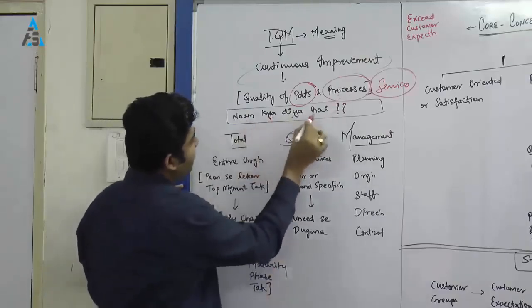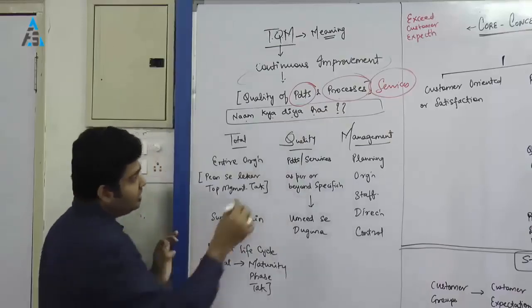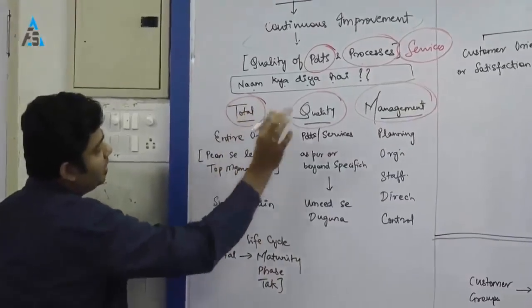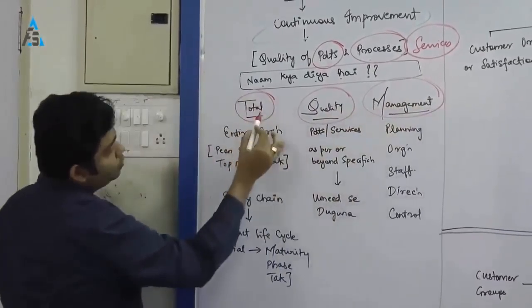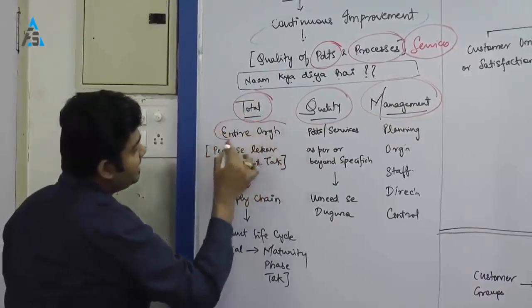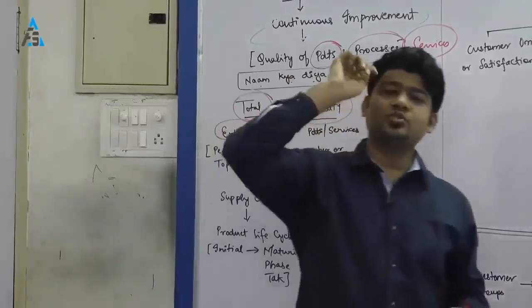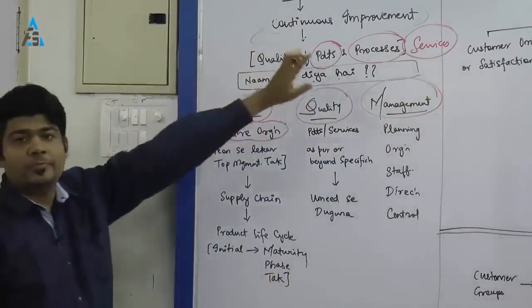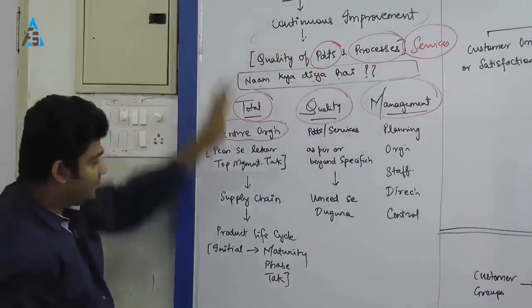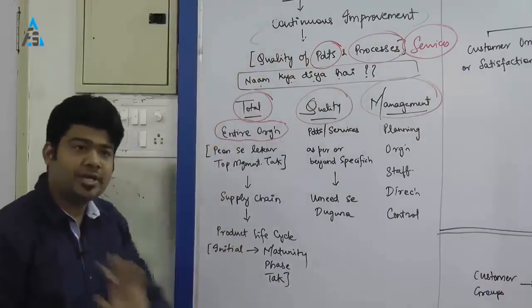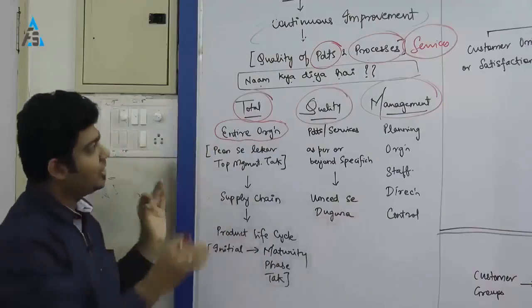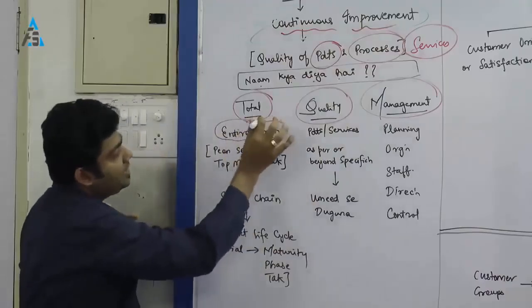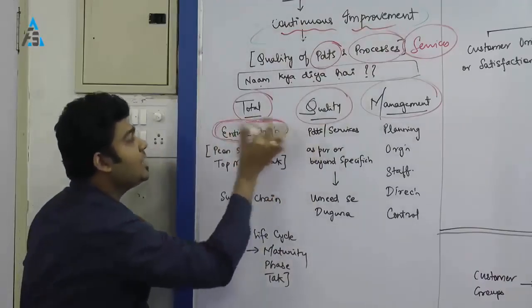So naam kya diya hai, as in what is the name? The name is TQM. What does TQM stand for? Total Quality Management. Now when you use the word total, it means that the entire organization has to be focused on this one aspect of TQM. So the whole supply chain, the whole employee chain, everybody has to focus and ensure that you are regularly into continuous improvement. So total means the entire organization has to participate.